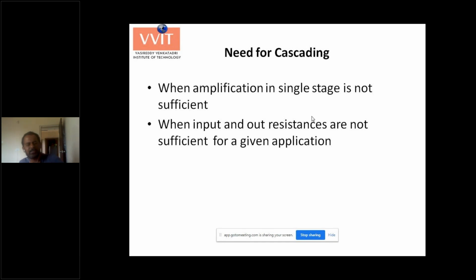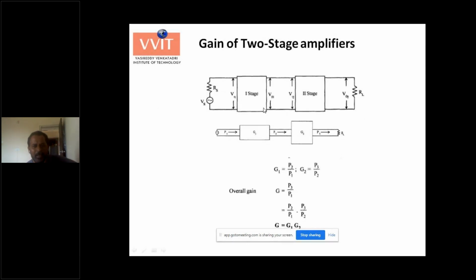So there could be occasions where, if you want to alter input and output resistance for a given amplifier, then also we can go for multi-stage or cascading. Do you understand? This is about the need for cascading. And then this is a simple thing. Suppose there are two stages with gains G1 and G2. Overall gain G represents the overall gain. G equals G1 times G2. It may be power gain or voltage gain, whatever it is. We have done this in the classroom. Please follow this. Please read this once again.